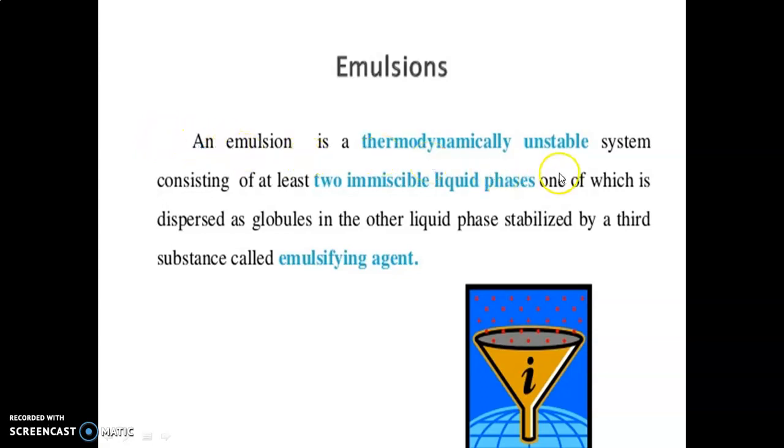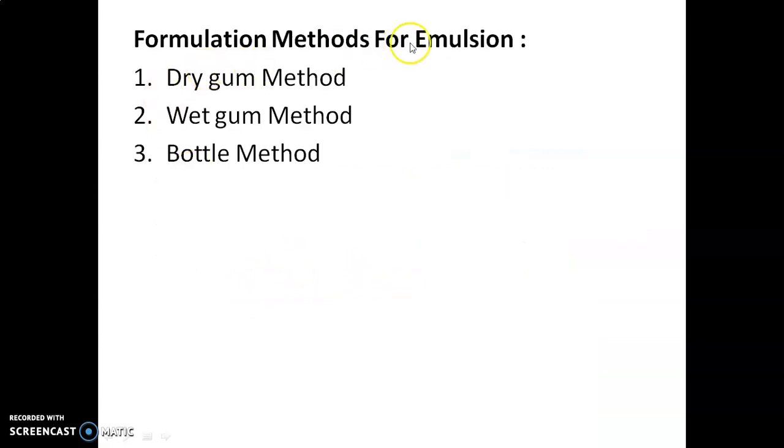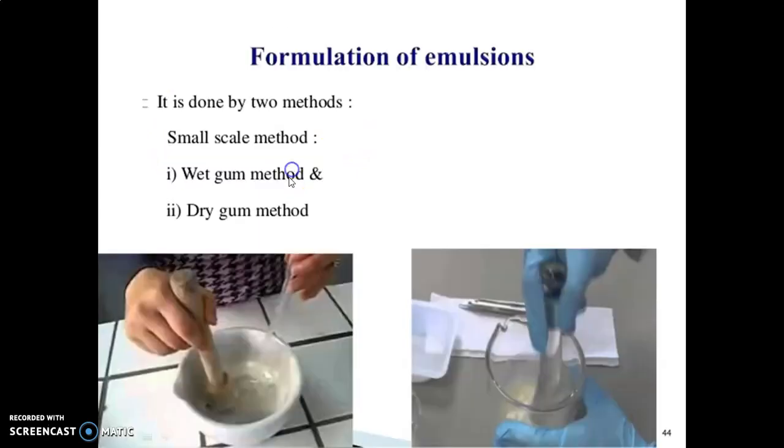An emulsion is a thermodynamically unstable system consisting of at least two immiscible liquid phases, one of which is dispersed as globules in the other liquid phase, stabilized by a third substance called an emulsifying agent. The formulation methods for emulsion are: dry gum method, wet gum method, and bottle gum method.